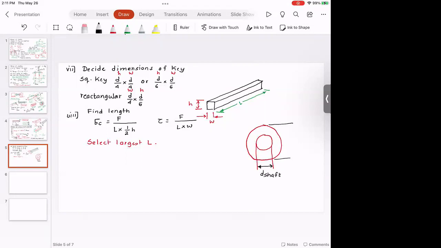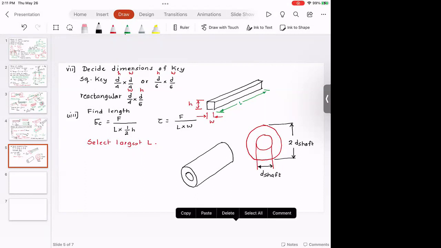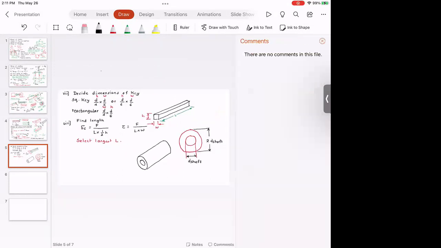And this should be 2 times D shaft. Okay. Now think about how this sleeve is going to look like. This sleeve is going to look like this. Do you agree with me? We found out from the dimensions what is the inside diameter and what is the outside diameter. Do you agree with me?